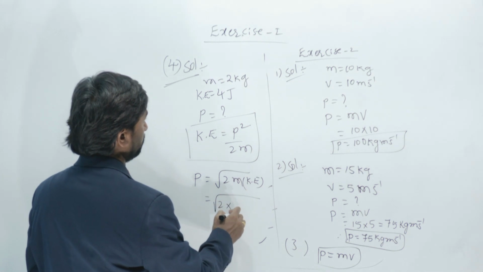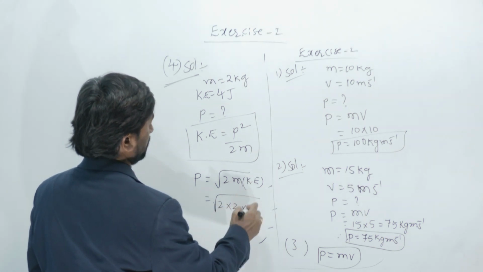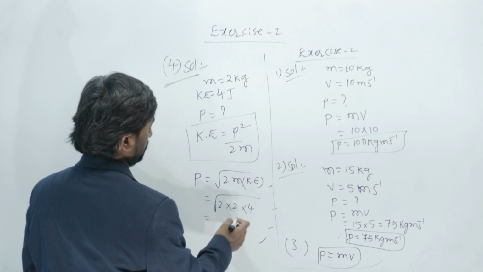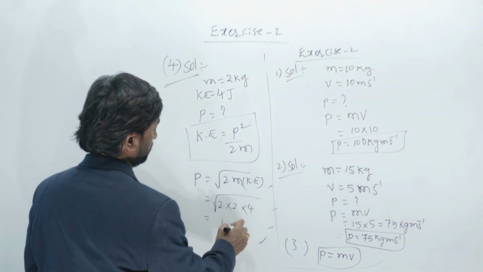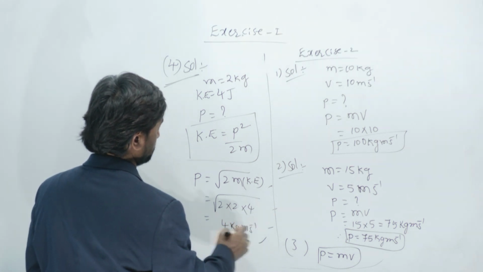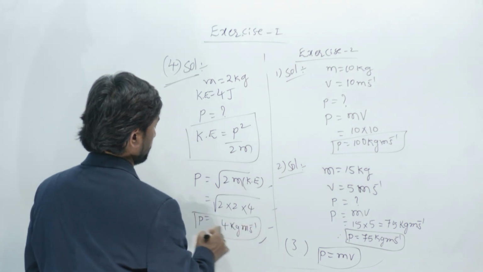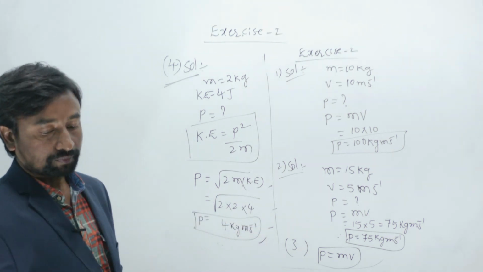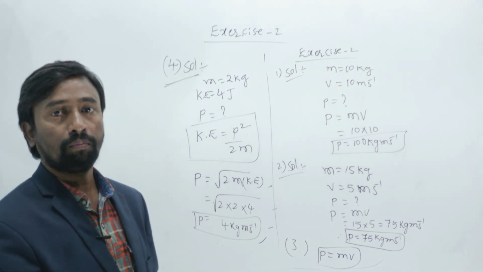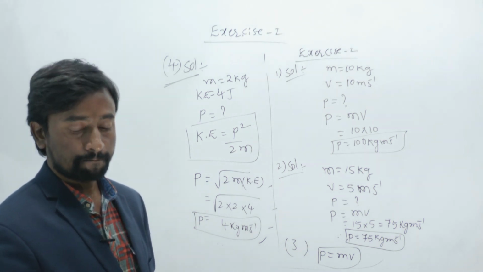Now here 2 into m, the value is 2, and K is 4. So it is 4 kg meter per second. This is the linear momentum. Is it clear?